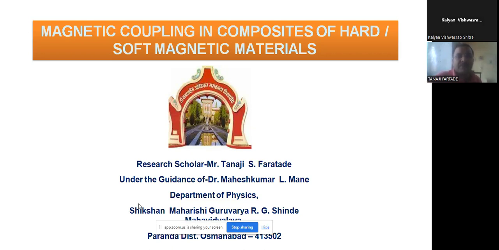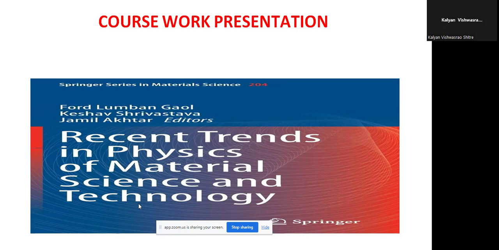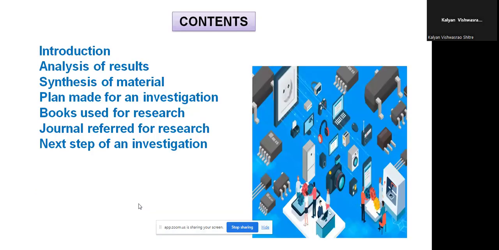Today I am going to present my coursework presentation on the topic magnetic coupling in composites of hard soft magnetic materials. This is the coursework presentation which I am going to present today. The content of my presentation is introduction, analysis of results, synthesis of material, plan made for an investigation, books used for research, journals referred for research, and next step of an investigation. These are the points which I am going to discuss today.